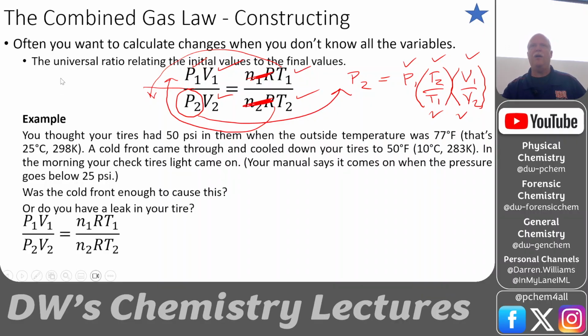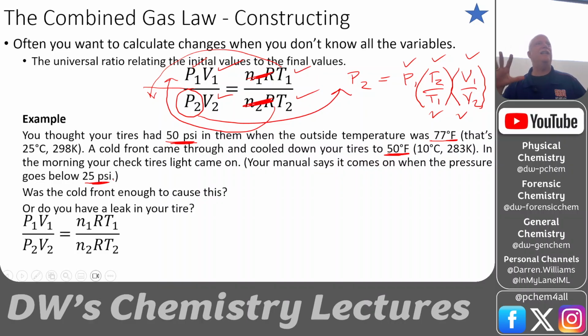Sometimes I get in my car, especially after a cold front, and my little low tire light comes on, and it says you need to air up your tires. My manual says it comes on when the tires are below 25 psi. With the cold front, the temperature dropped from 77 Fahrenheit to 50 Fahrenheit. Wouldn't that be nice? Is this enough to take my 50 psi tire down to 25 psi?